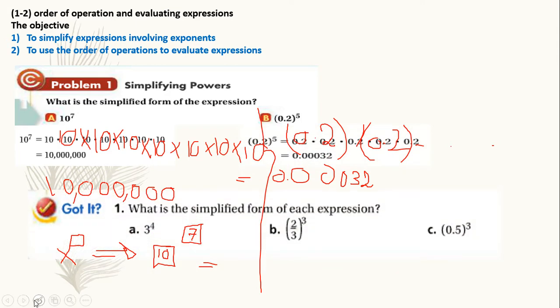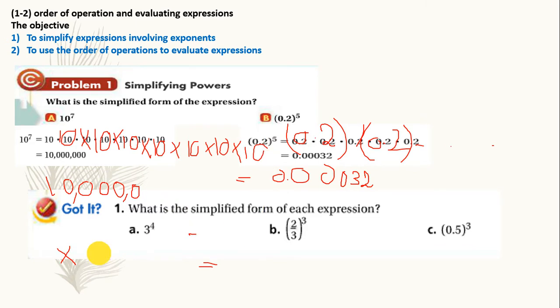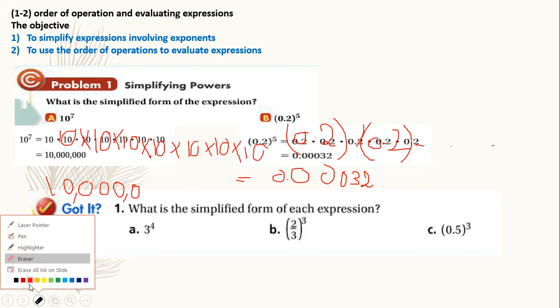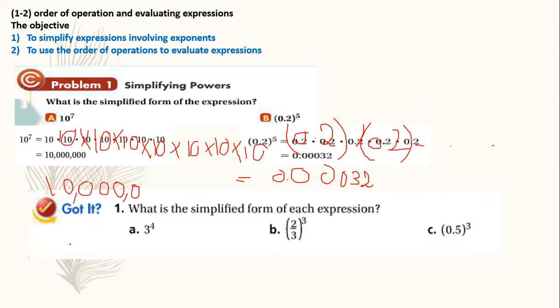So here in these exercises, the first one is 3 to the power 4. You will again just multiply it by itself many times. So 3 to the power 4, you will get 81. If you don't have a calculator, you can just say 3 times 3 times 3 times 3, so that is 9, and that's 9, so overall it is 81.